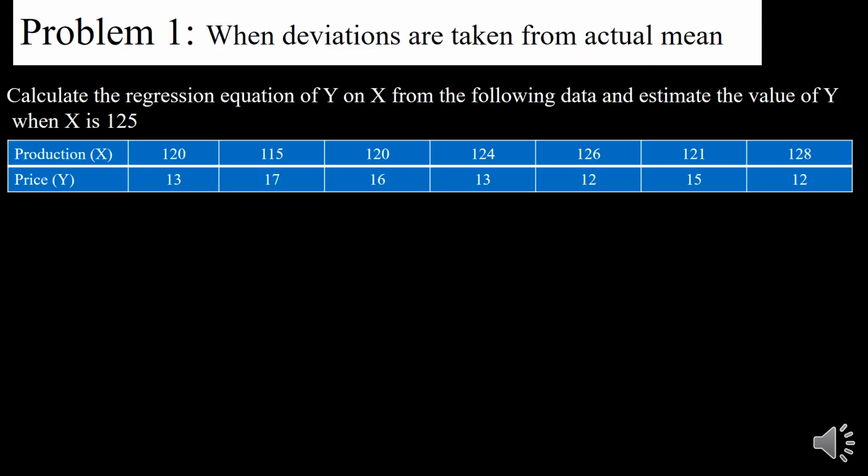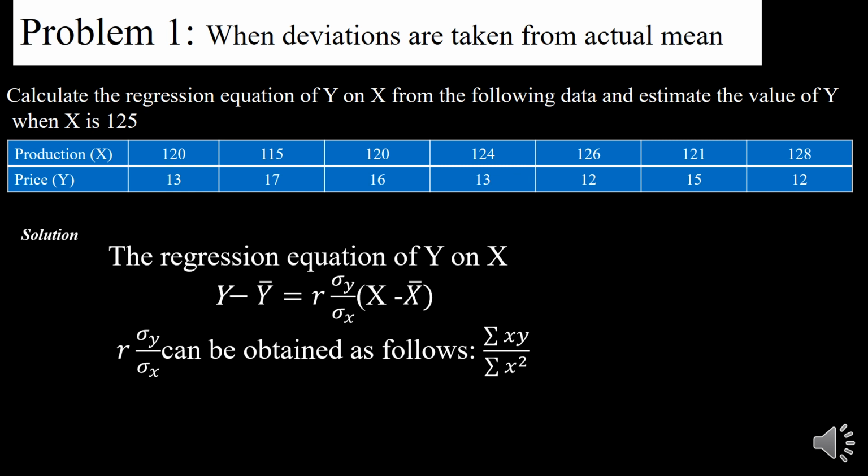Now let us work out the same problem with another method, that is when deviations are taken from the actual mean. The regression equation for y on x is y minus y bar = r, the correlation coefficient between x and y, into standard deviation y divided by standard deviation x into x minus x bar. The regression coefficient, r into sigma y divided by sigma x, can be obtained as summation xy divided by summation x square.